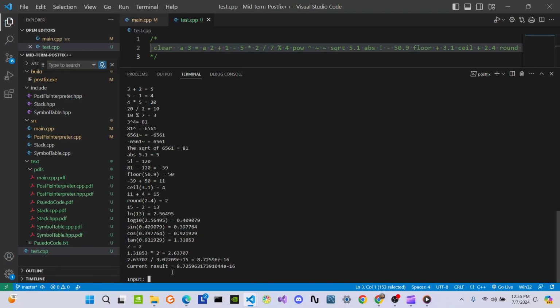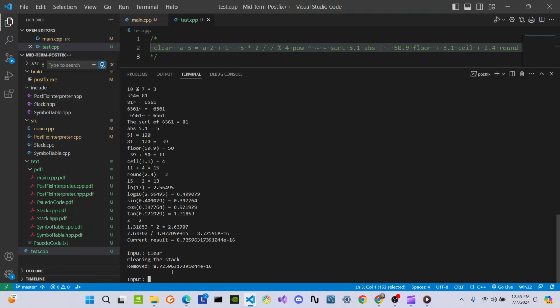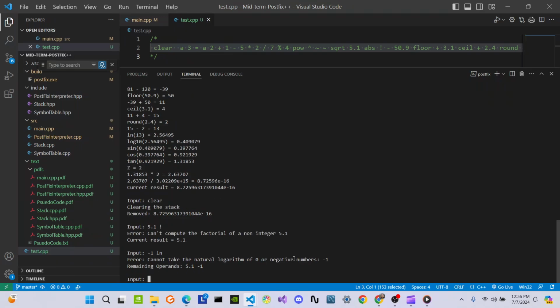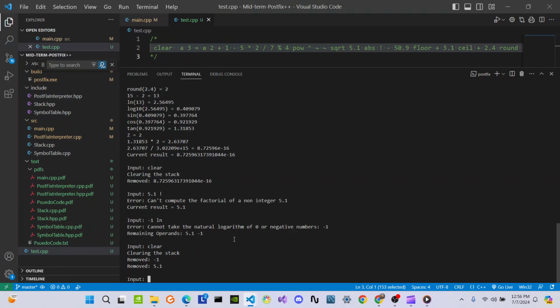Yeah, and it has various error handling. So if I try to do factorial of 5.1, for instance, it won't do it. So depending on what the requirements are for the calculation, you'll get an error telling you what you did wrong, essentially. And if it can, it will push the items back to the stack prior to the operators. And that is my app.